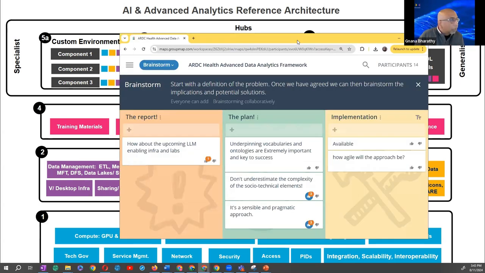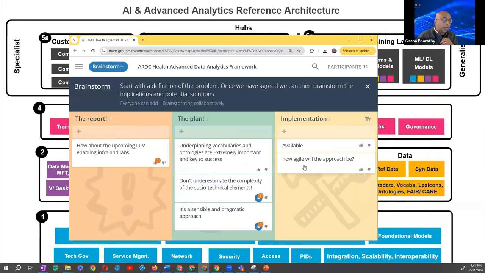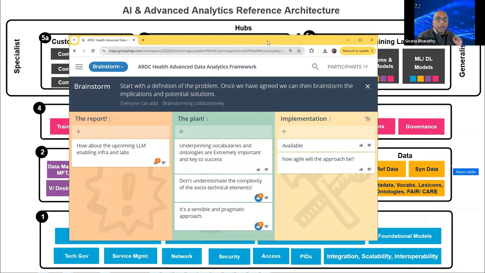Yeah, so looking at, thank you, Adrian. There are a couple of more comments to cover. One is underpinning vocabularies and ontologies are extremely important and key to success, absolutely. And as you can see in the reference architecture, they do have a place. And yes, they would be given serious consideration. They are in fact central to a lot of work that ARDC does. But because this is particularly addressing the advanced analytic component, and there are other components such as data discovery, integration, and so on, we haven't emphasized all that in here, except to say that this is inextricably linked to the development.